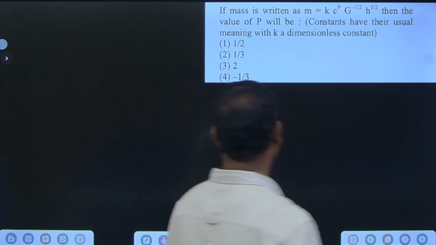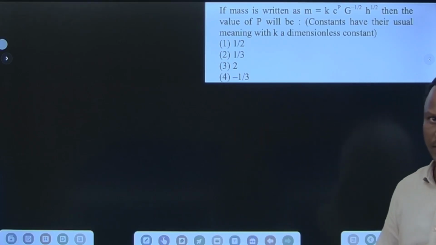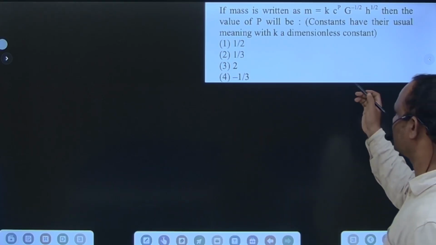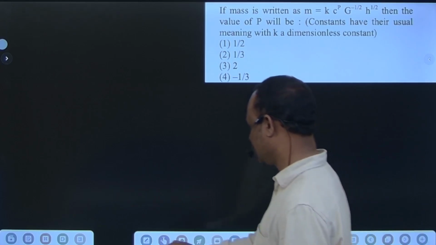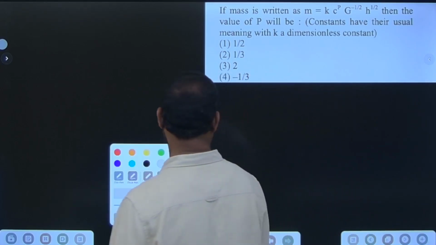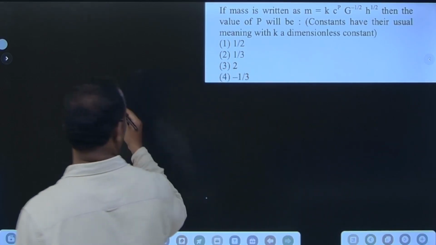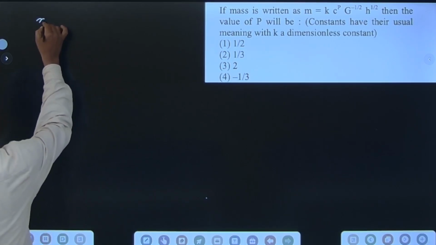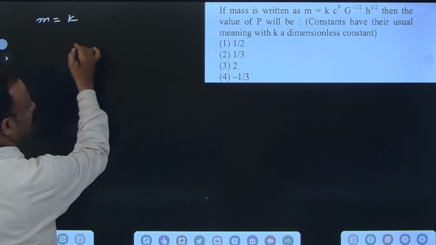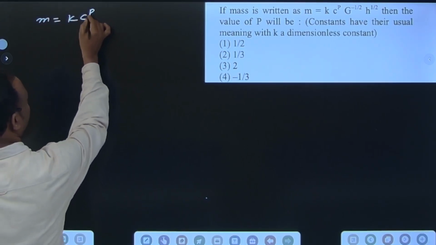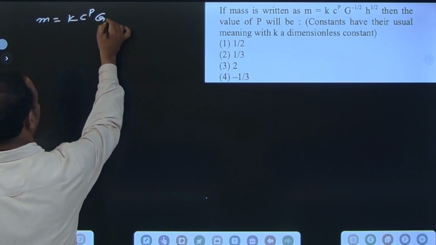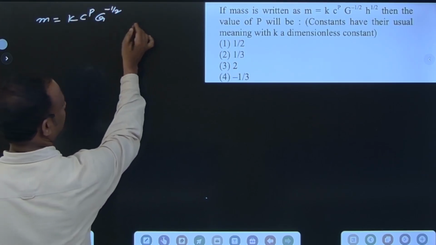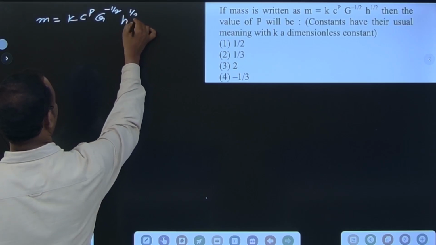This is the question. It's a dimensional analysis, the conversion of one system of unit into another system. It is given as M is equal to K C to the power of P and G to the power of minus 1 by 2 and H to the power of 1 by 2.